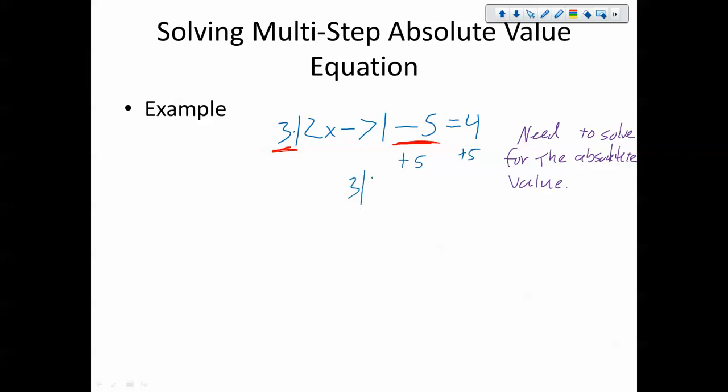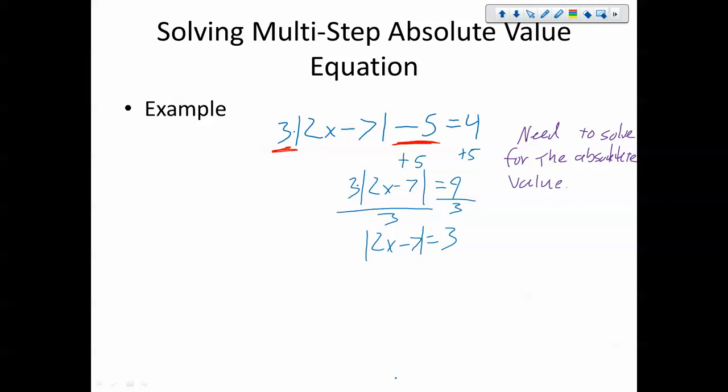That's 3 times the absolute value, 2x minus 7. Now recognize that this is multiplying the absolute value. We don't distribute that because absolute value is not a set of parentheses. You can't just distribute. It doesn't work. However, since this is multiplying, we can divide. So we end up with the absolute value of 2x minus 7 equals 3.